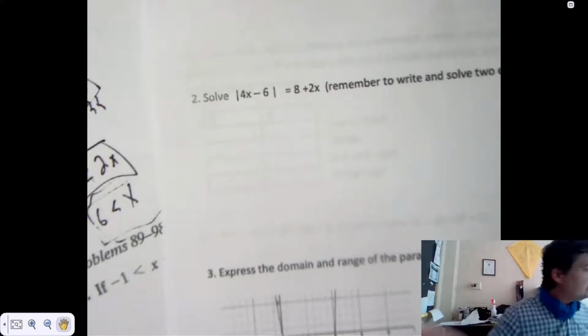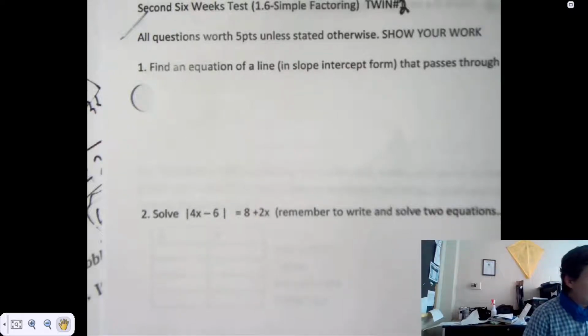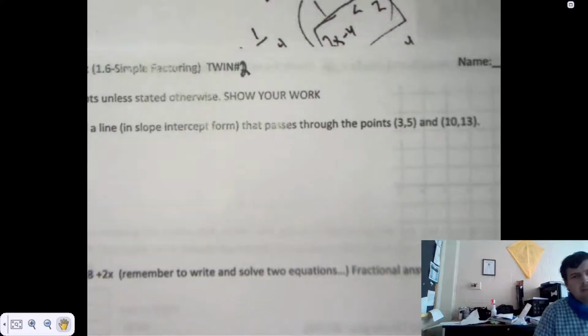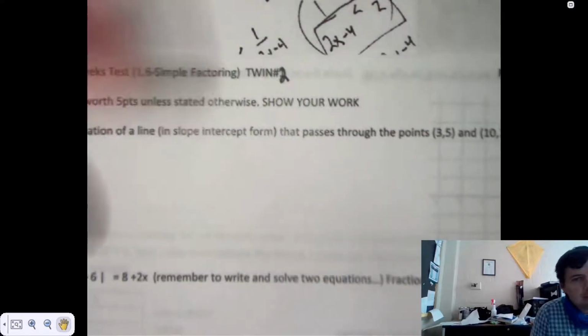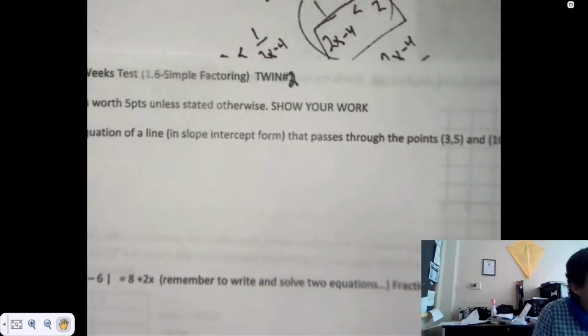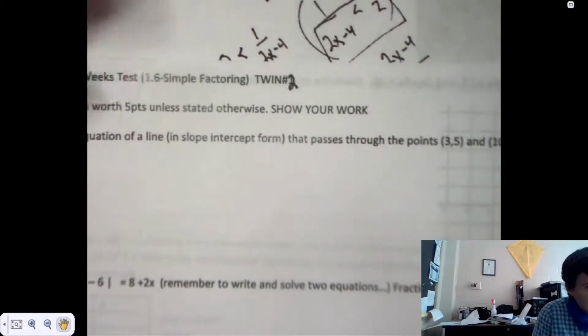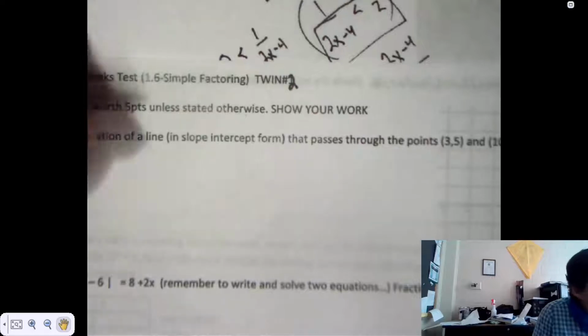Alright, so here's your second twin. Hopefully you're doing this. I really hope you are. I want you all to do well. I'm going to move fairly fast because I need to. It's my planning period and I got a lot of stuff to grade. So hit the pause button, okay? Watch it, hit pause, rewind, pause it, whatever you got to do.